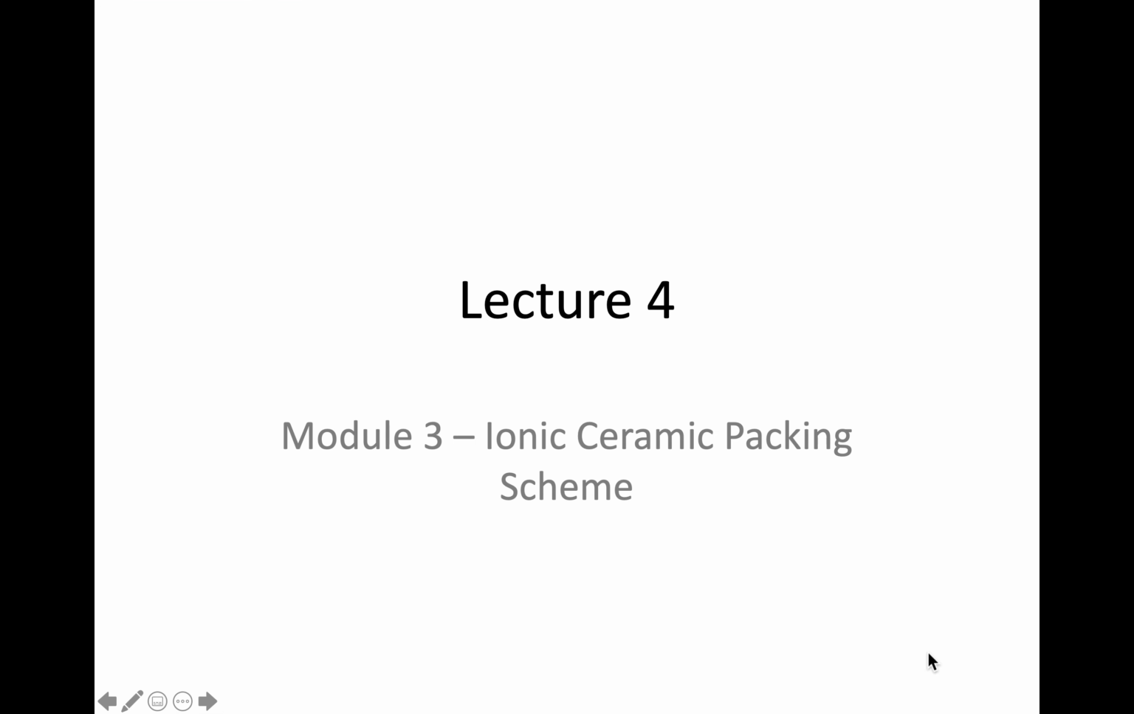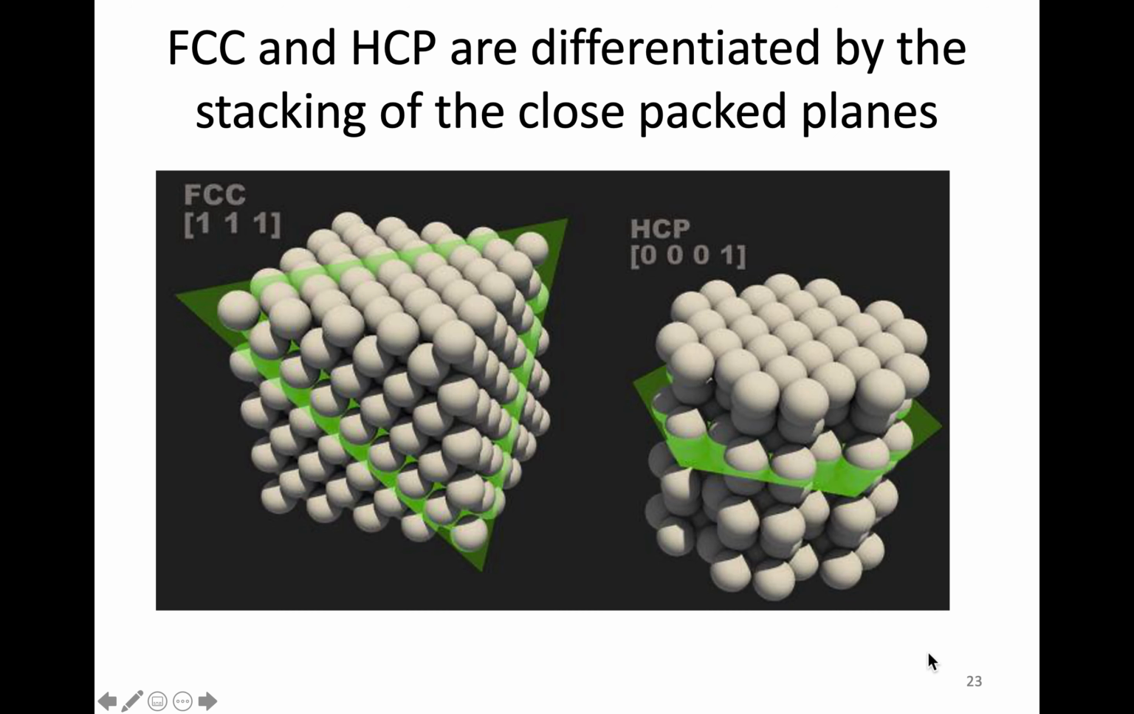So, an extension of those Pauling's rules for ionic ceramics, we can come up with a schematic for how anions and cations are put together in structures. That's very helpful for looking at a vast majority of the structures. So we're going to look at that now. And to look at that, we're going to start by examining close packed structures.